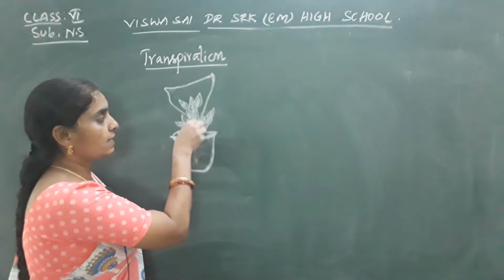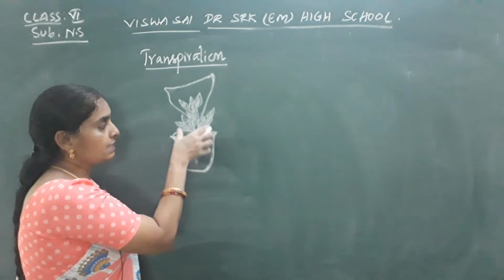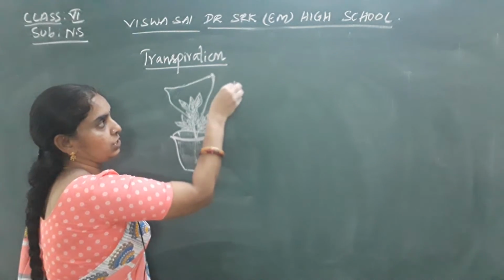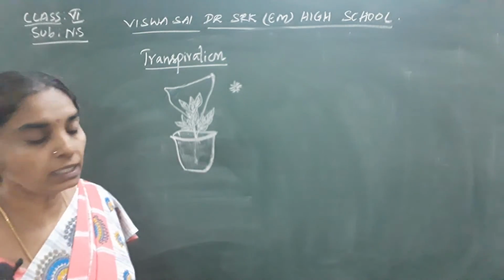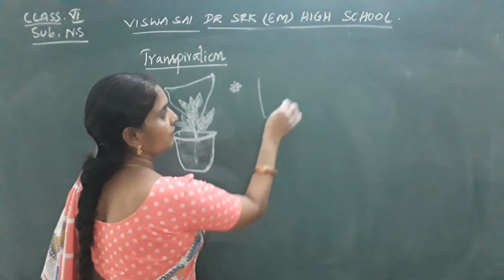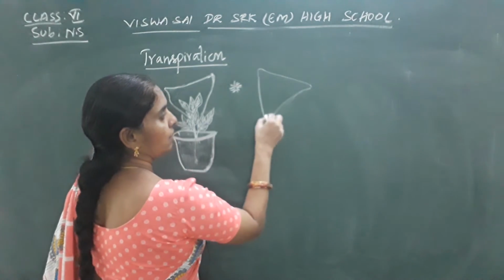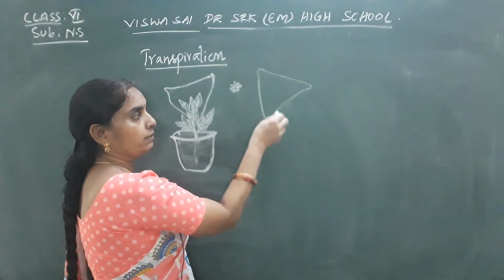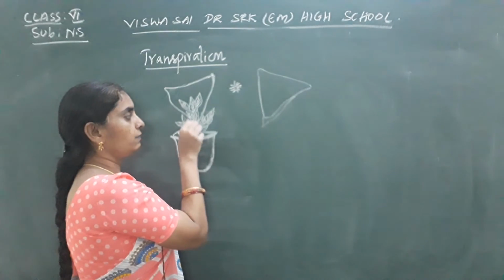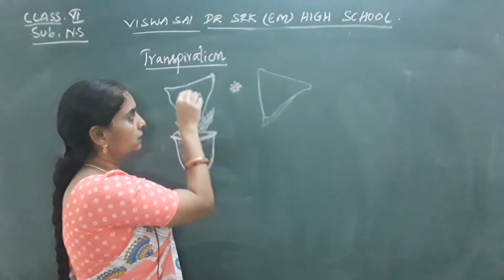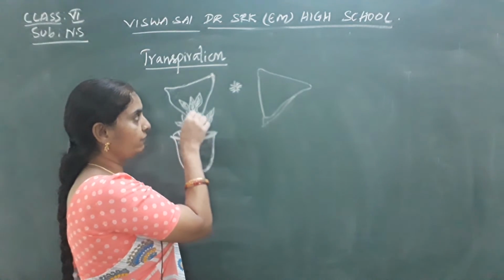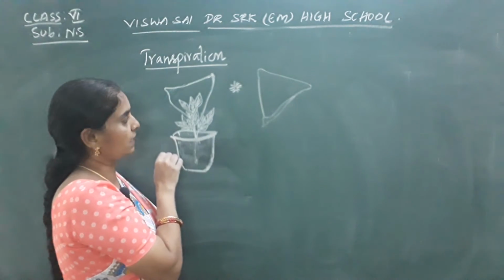Okay, so this is a potted plant. It is kept in sunlight continuously. So take a polythene cover, and tie the polythene cover with a thread over one of the branches of the potted plant, covering the leaves inside.